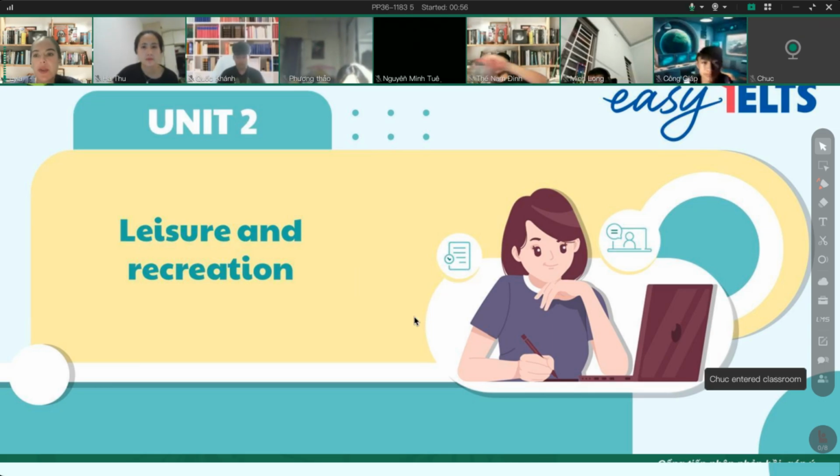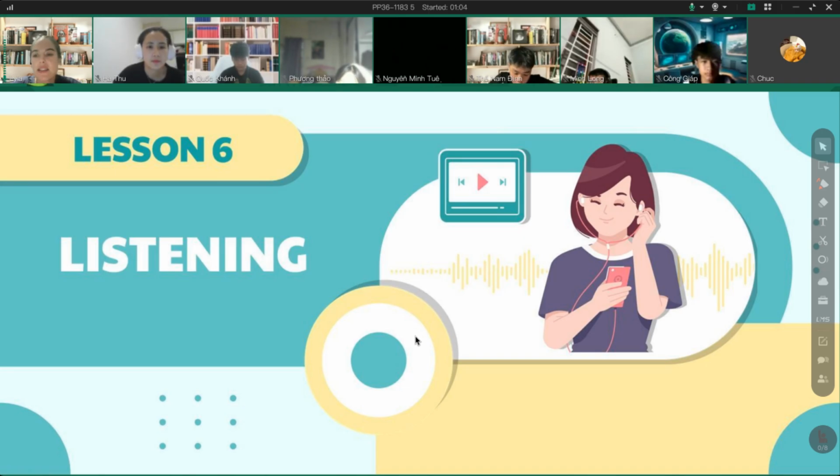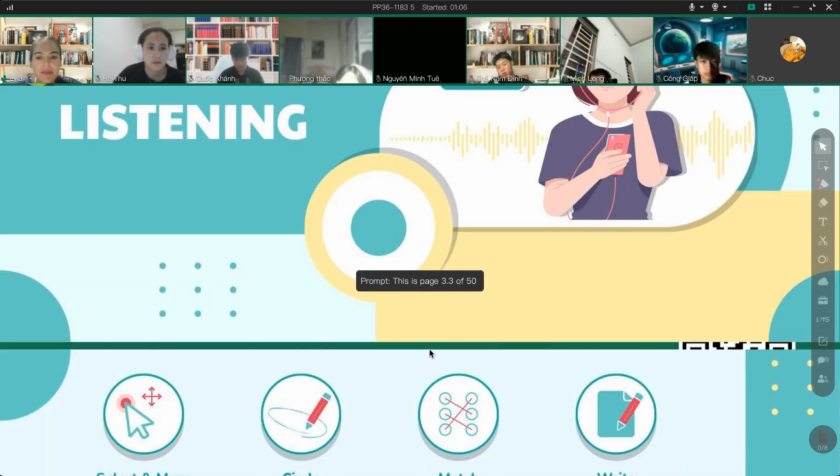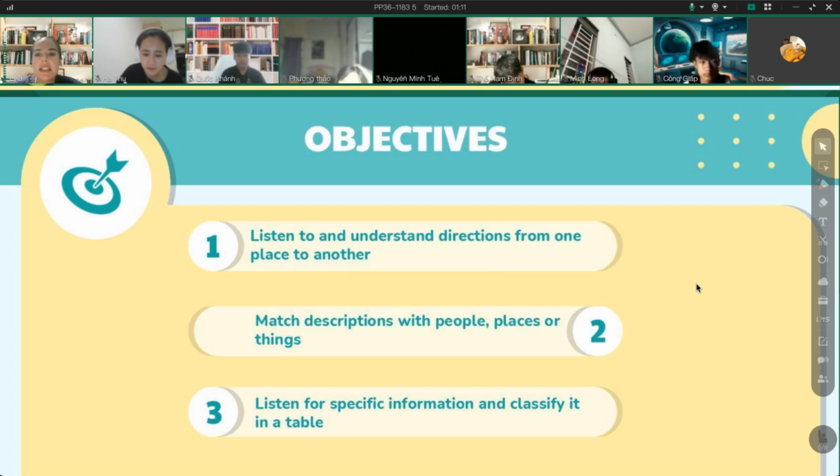Today we will be doing Unit 2, Leisure and Recreation. This is Lesson 6 and it is listening. Our objectives for this lesson are: number 1, listen to and respond to directions from one place to another. Number 2, match descriptions with people, places, or things. Number 3, listen for specific information and classify it in a table.